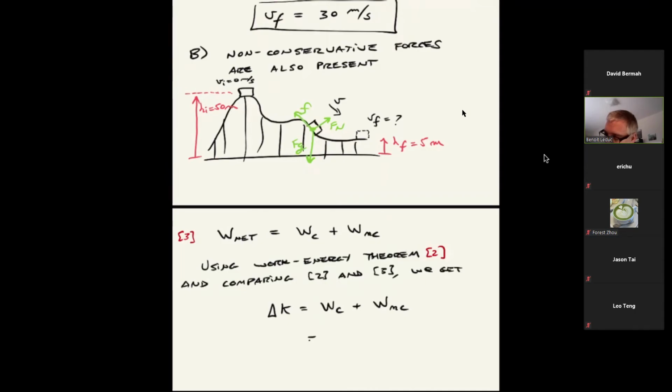Now, the advantage of work done by conservative forces is that it does not depend on the path linking the initial configuration of the system to the final configuration. What we care about is only where it starts and where it ends up. So the work done by conservative forces can be replaced by a function that we call the potential energy function.